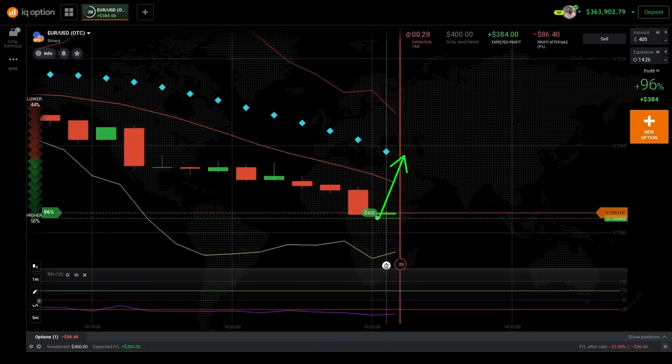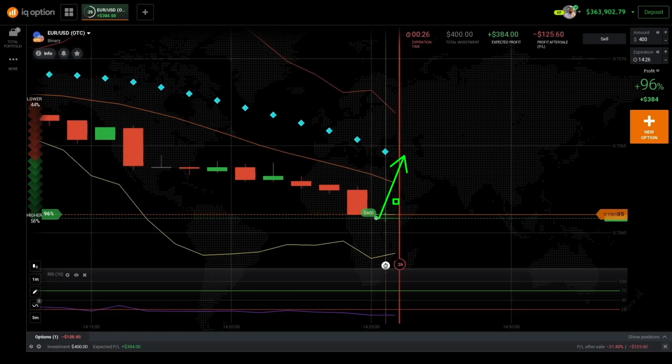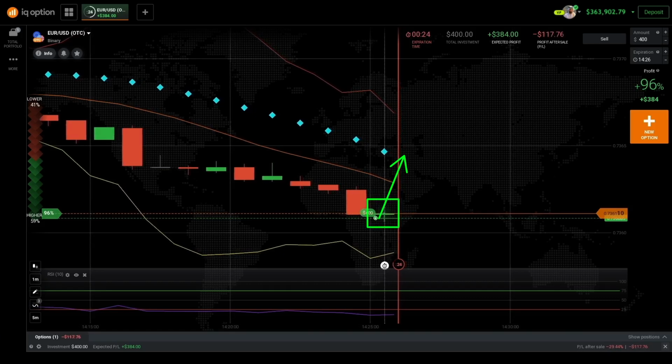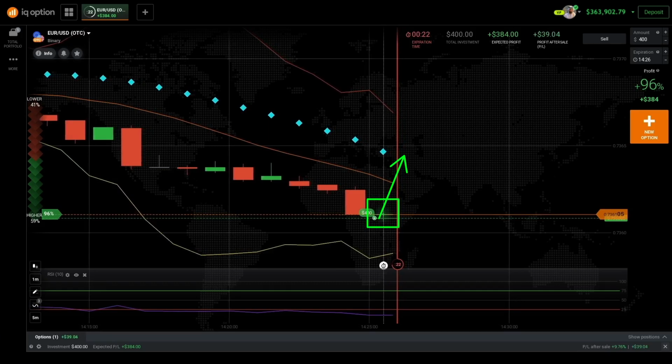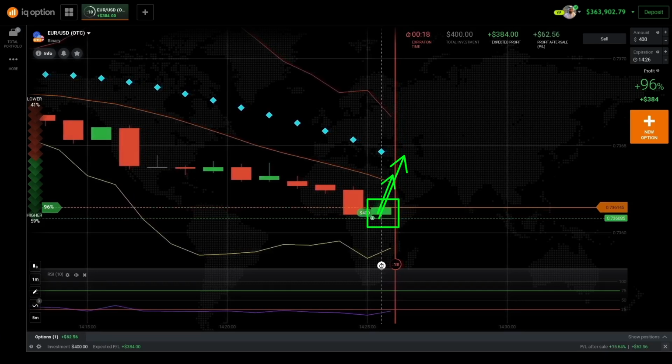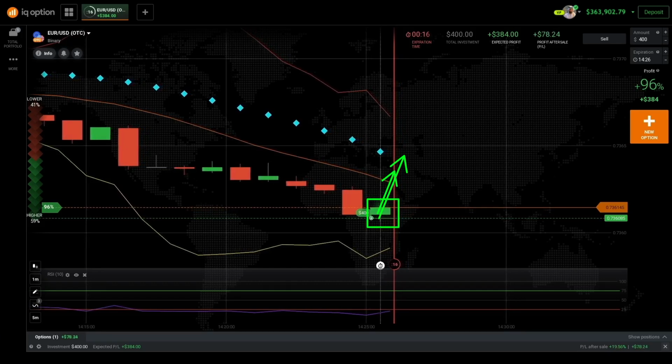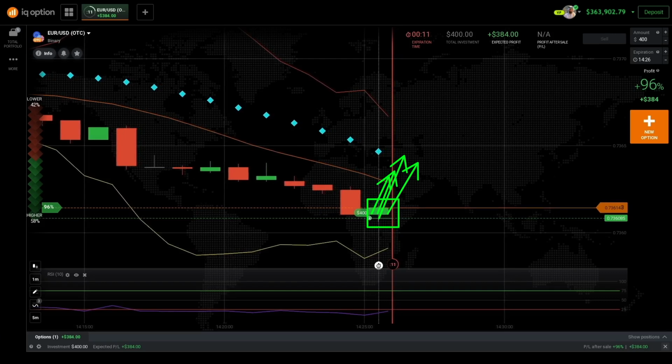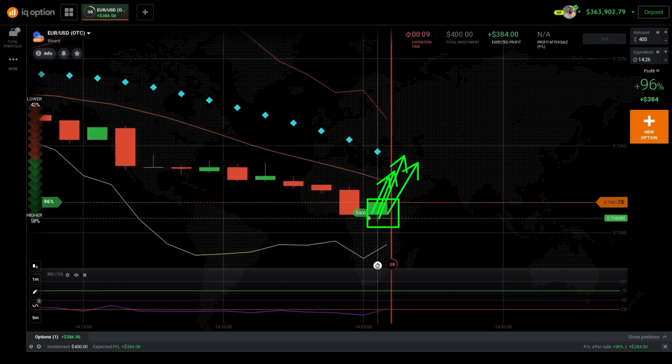Yeah, so as expected, we are seeing the creation of a green candle. Yep, a green candle is coming over here. All right, amazing. Great.